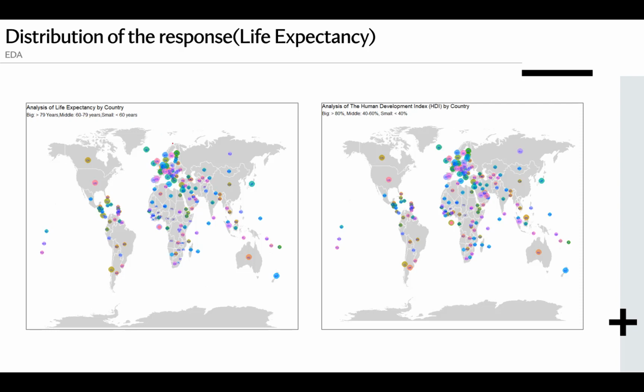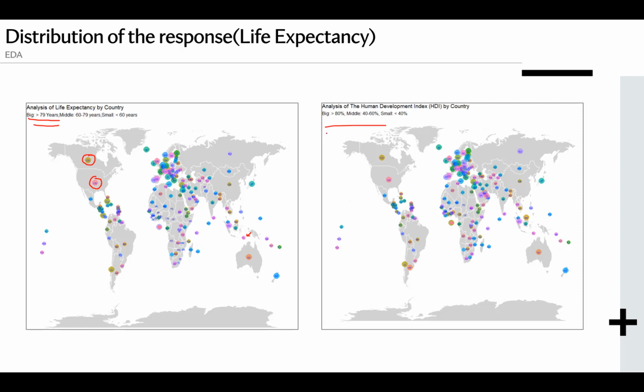In the first graphic, we appreciate the behavior of life expectancy in different countries. The big bubble represents countries over 79 years of life expectancy. Middle bubbles represent countries between 60 and 79, and small bubbles, these little ones, represent countries with lower than 60 years of life expectancy. We can see right away that countries like Canada and US belong to this category. There's a relationship with the developed countries and life expectancy, and we know that.